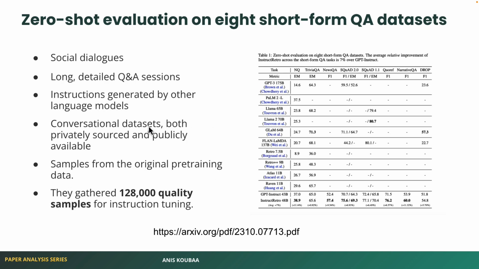So this is the general architecture, and the authors have evaluated their approach in different use cases. They started with the zero-shot evaluation on 8 short-form question and answering data sets. And these are the different types of data sets that they have been using: social dialogues, long and detailed question and answer sessions, instructions generated by other language models, and some others. So in this particular paper, they have gathered 128,000 quality samples for instruction tuning.